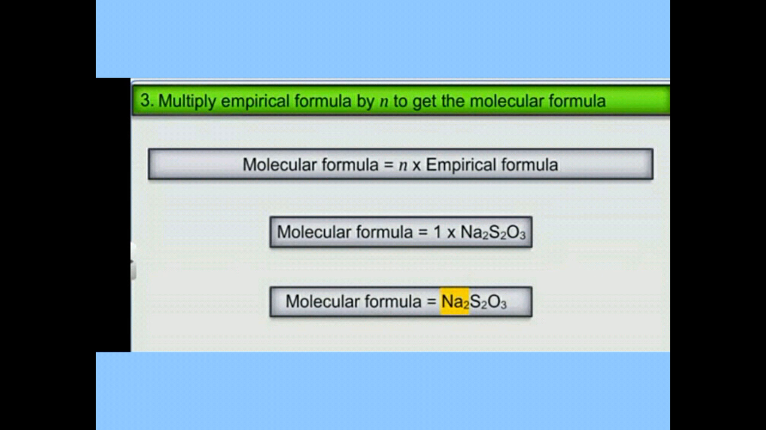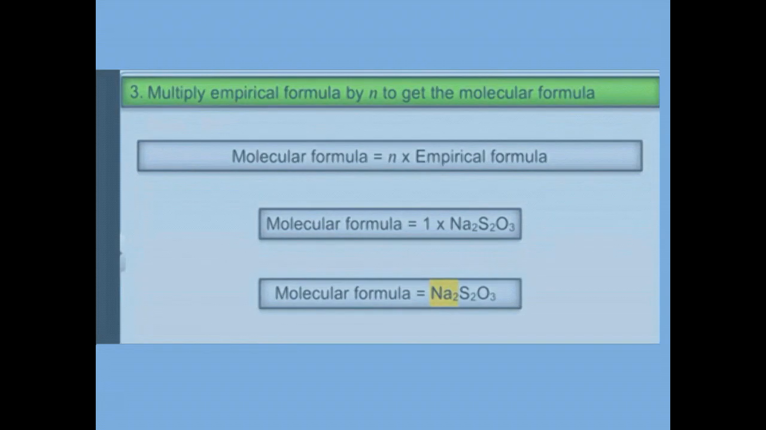See students, it is not important that molecular formulas and empirical formulas are always same. By chance in this question it is same. It can be same also, it can be different also. Clear? So in this way we can calculate the empirical formula and molecular formula of any particular compound.